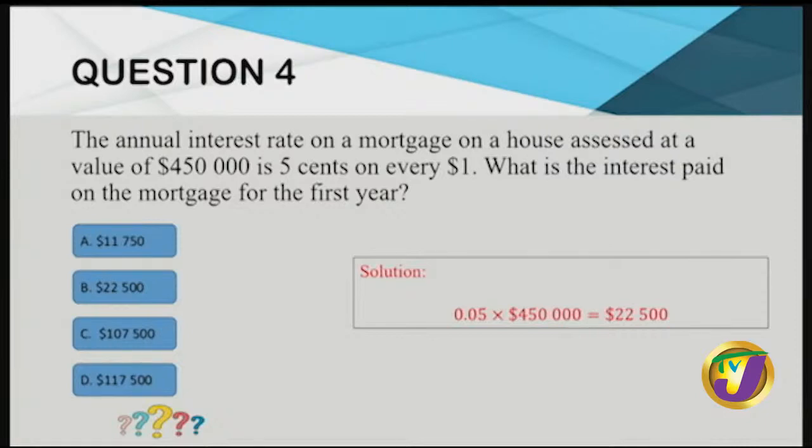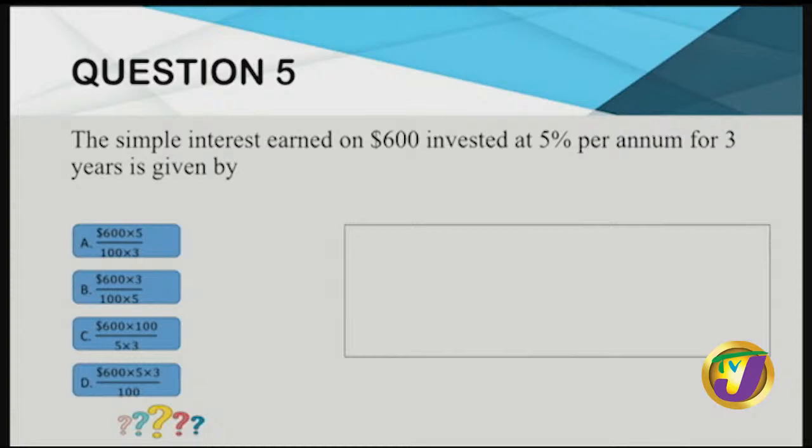All right. So question 5. Here we're looking at a question where we're talking about simple interest. It says the simple interest earned on $600 invested at 5% per annum for 3 years is given by. So we're looking at $600, which, we have 3 figures in here, $600 would represent the principal, the money invested. And the 5% per annum would be our rate, and the 3 years would be our time given.